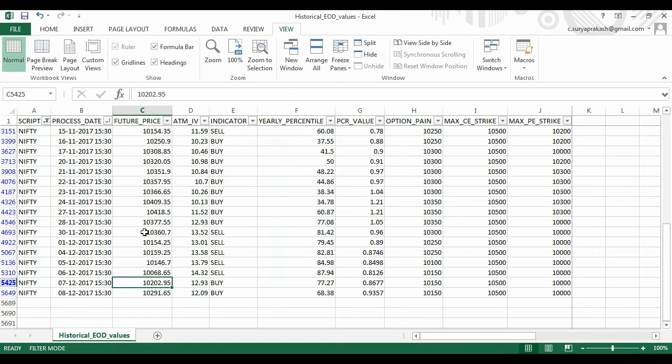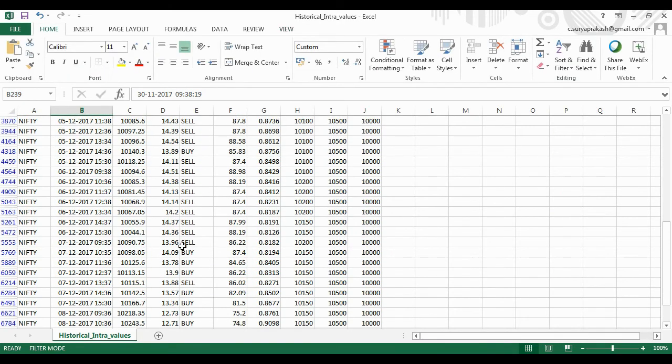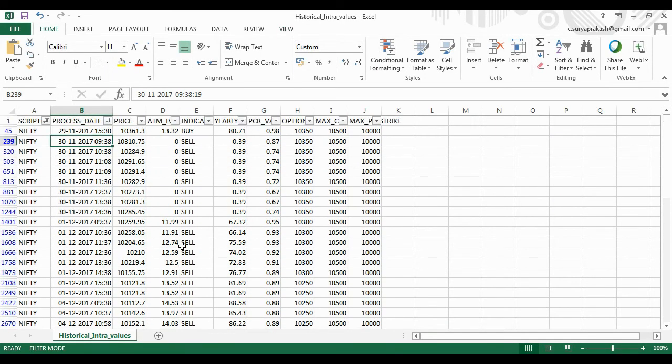So it was on 30th of November. So here you can see that. Here the sell signal got generated, somewhere around the morning, at 10,310. From there, you can see this indicator, it is on the sell side.